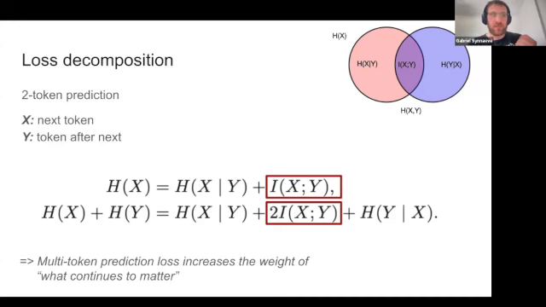If we look at the entropy of two token prediction, it's H of X plus H of Y. So it's H of X knowing Y plus 2I(X;Y) plus H of Y knowing X. The H of Y knowing X, you don't care that much, because over a whole sequence it's going to telescope, so it's just going to be a trailing factor at the very end.